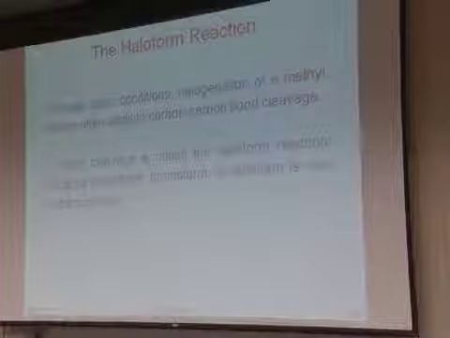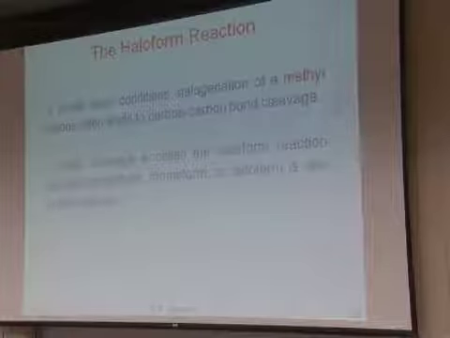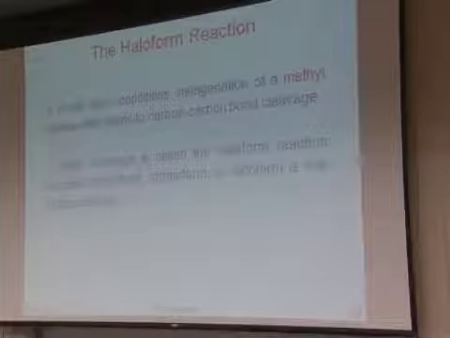Why? Under basic conditions, you have the halogenation of the methyl group. You will do it the first time, then the second time, then the third time, and then you will cleave the CBr3 or the CI3 or the CCl3. So it's called the haloform reaction because chloroform, bromoform, or iodoform are products in this reaction.